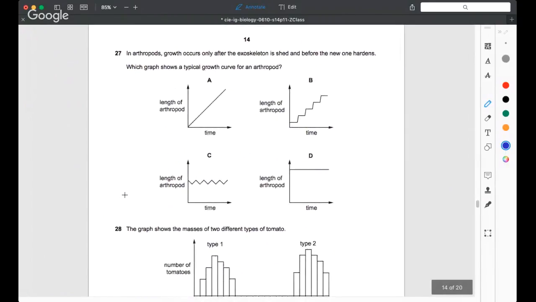27. In arthropods, growth occurs only after the exoskeleton is shed, before the new one hardens. Which graph shows a typical growth curve for an arthropod? If the exoskeleton is a set size, and you have to shed it and then grow a new one, then you can only really grow during the time when you don't have an exoskeleton and your new one is hardening. So you're going to grow in steps. It's going to be a bit jerky, so it can't be continuous. And if we're having a growing arthropod, it's not going to stay the same length the whole time. So it can't be this one.